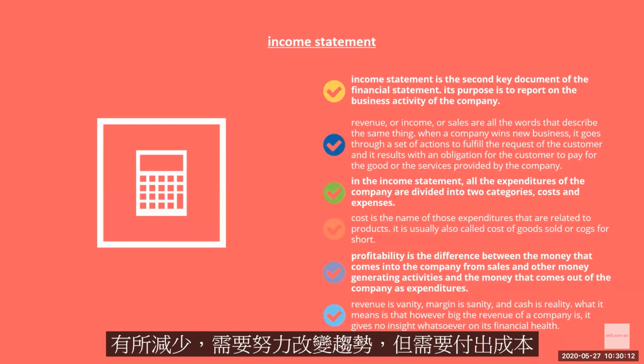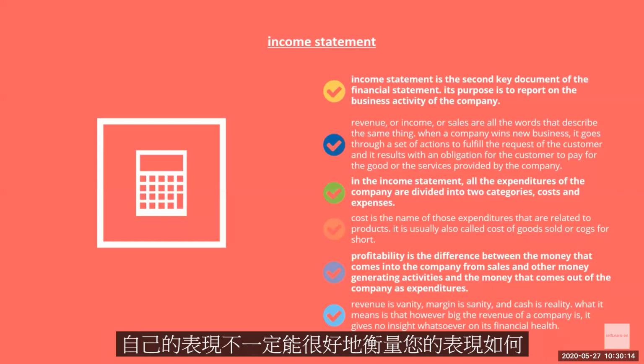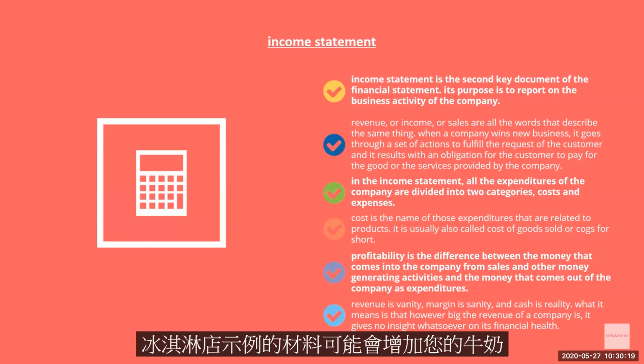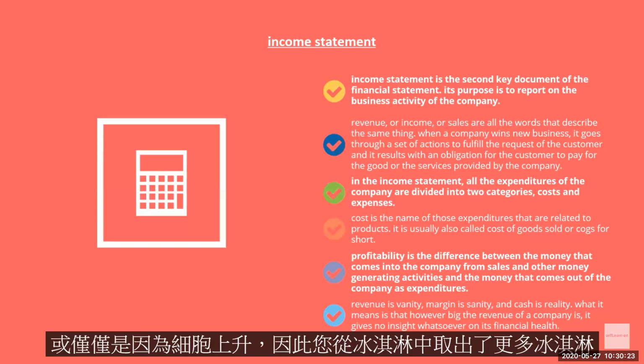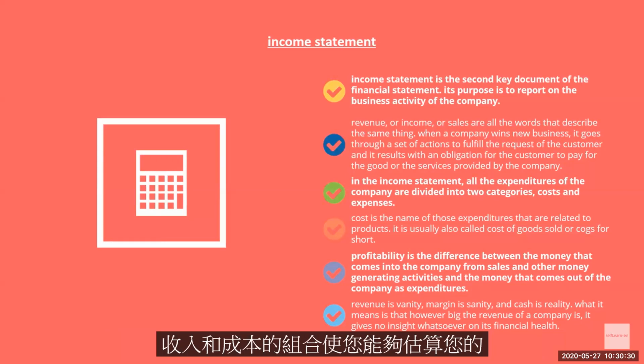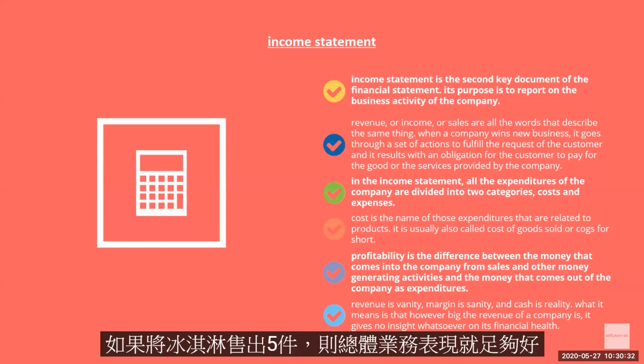But costs on their own are not necessarily a good measure either of how good your performance is. Costs could be increasing for many reasons, such as increasing cost of materials. For the ice cream shop example, that could be your milk increasing, or simply because sales have gone up and you therefore have more ice cream out of your inventory. This is where gross margin comes into play. As gross margin is the combination of revenue and cost, it gives you the ability to estimate if your overall business performance is good enough.